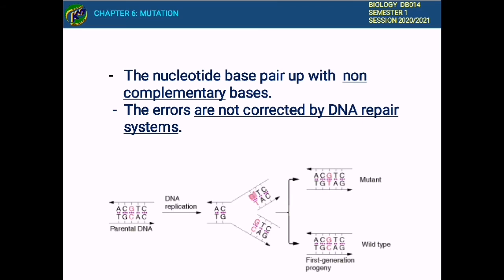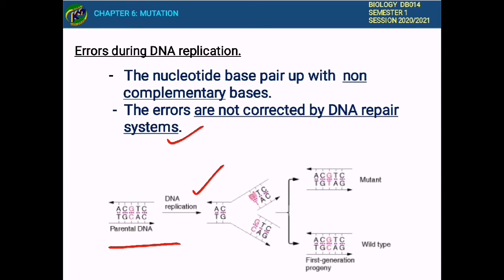Next, errors during DNA replication. Spontaneous mutation also occurs because of errors during DNA replication. The nucleotide base pairs up with non-complementary bases, but the errors are not corrected by the DNA repair system. Let's look at this picture. This is parental DNA and it undergoes DNA replication.